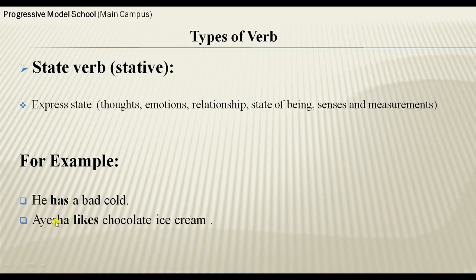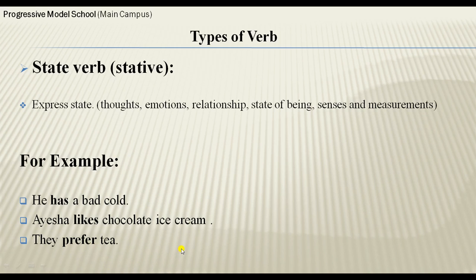Another example, Aisha likes chocolate ice cream. Again, in this sentence, she is not performing any specific action, but the word likes is showing the state of her. So likes is a stative verb. So now let it clear by another example. They prefer tea. So prefer is not a physical action, but it is giving the information about them. So prefer is a stative verb.